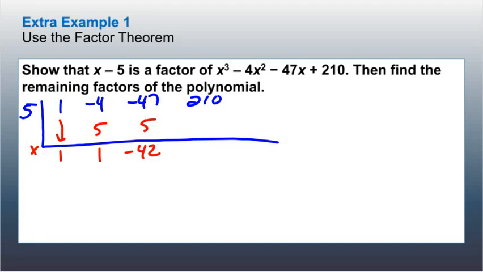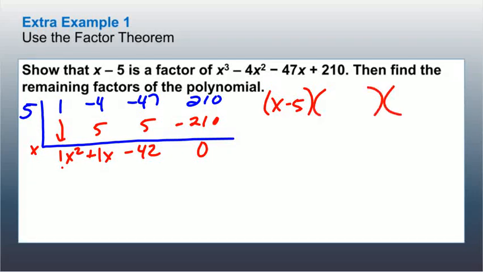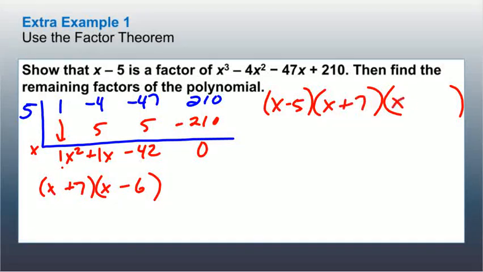5 times negative 42 gives us negative 210. So we get 0 as our remainder. So this would be 1x squared plus 1x minus 42. So over here, I have one of my answers as x minus 5. That's a factor. So I need to know, what do I multiply to get negative 42, but add them together gives me 1? So that would be a positive 7 and a negative 6. So x plus 7 and x minus 6.